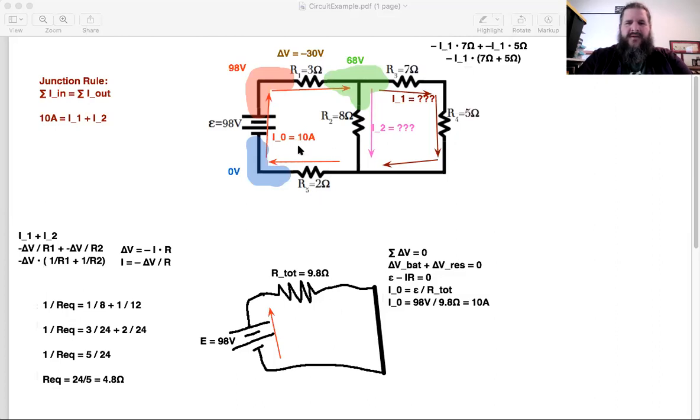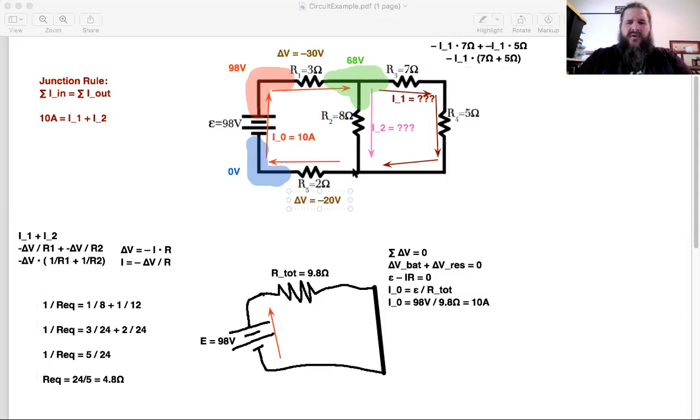Yeah, R5. We know the current is 10 amps. We know the resistance is 2 ohms. So we can calculate delta V. Once again, negative I times R. So 10 amps times 2 ohms would be negative 20 volts. So going through resistor 5 in the direction of current involves losing 20 volts.